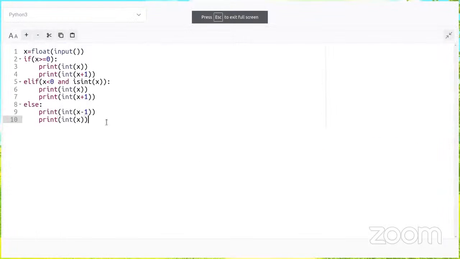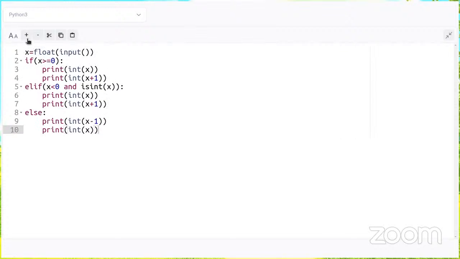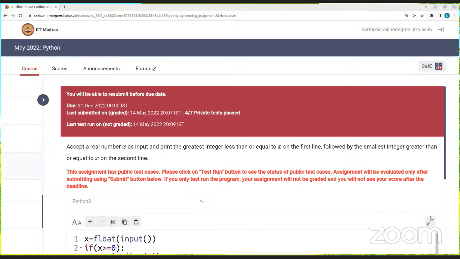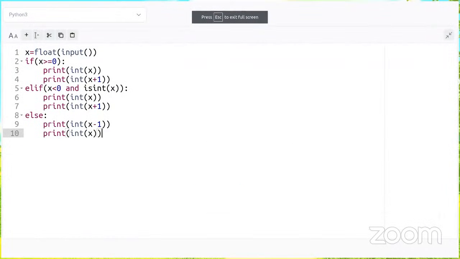Okay, so does this happen for you? Why is this full screen not working properly? Okay, I think it's already in full screen.